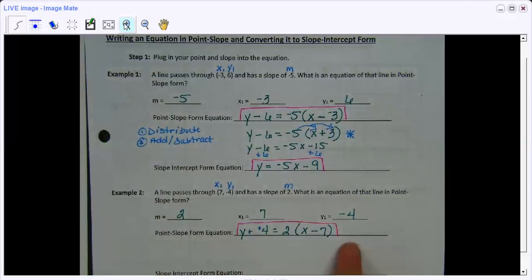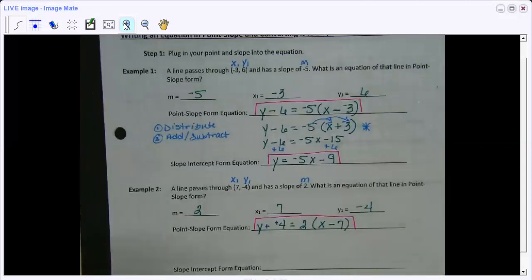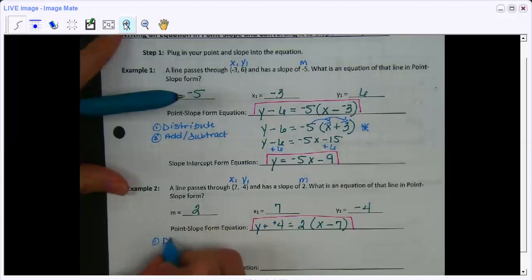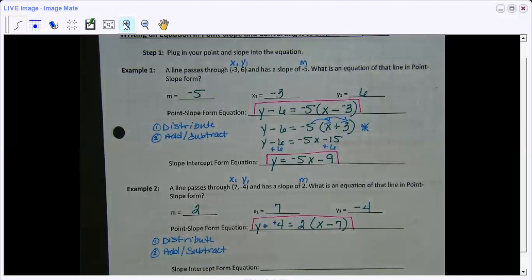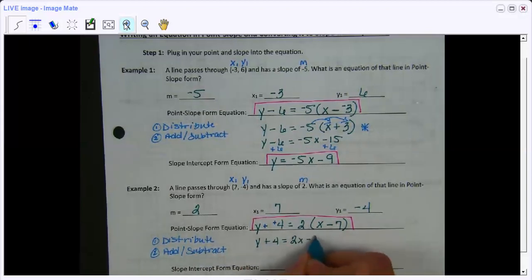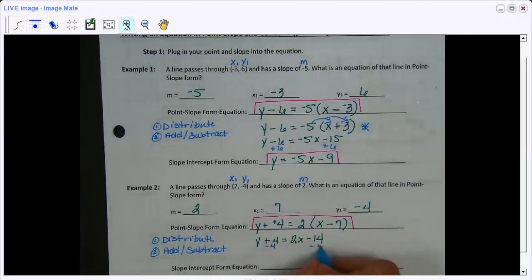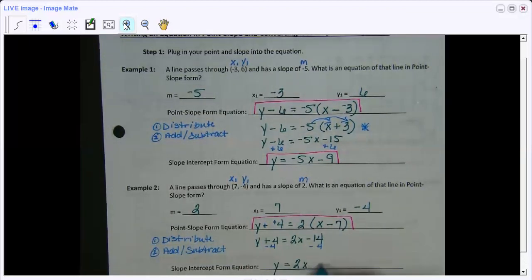Now I'm going to turn this into slope intercept. Remember our 2 steps. We're going to first distribute that 2. And then in this case, we're going to subtract. So second step, it would be to add or subtract. So let's distribute that 2 first. I end up with y plus 4 equals 2 times x is 2x, and 2 times -7 is -14. Then I subtract 4 on both sides, and I end up with y equals 2x minus 18.